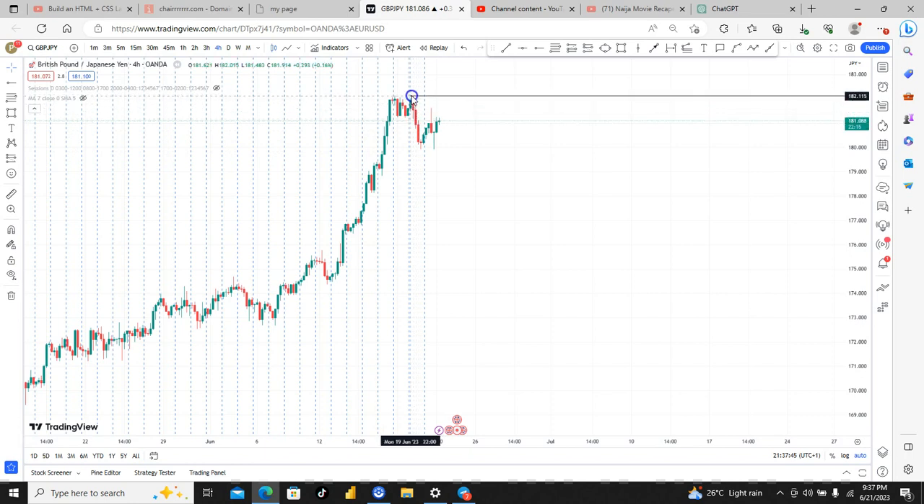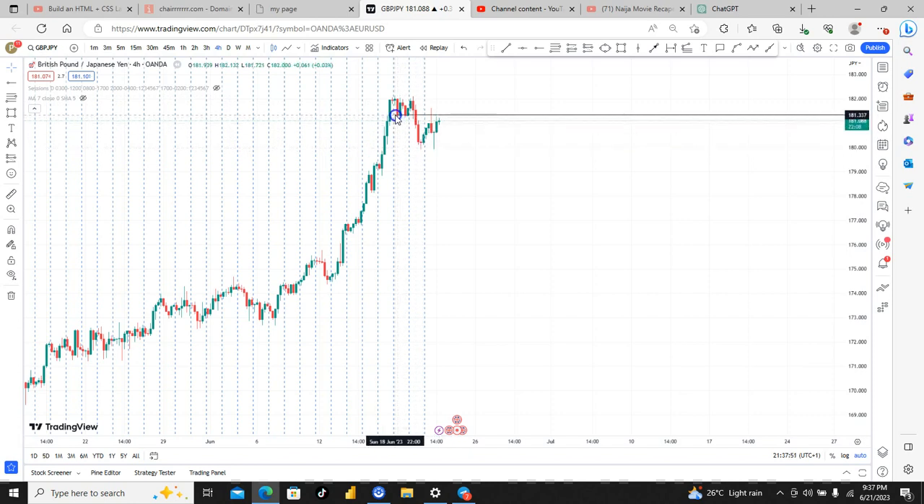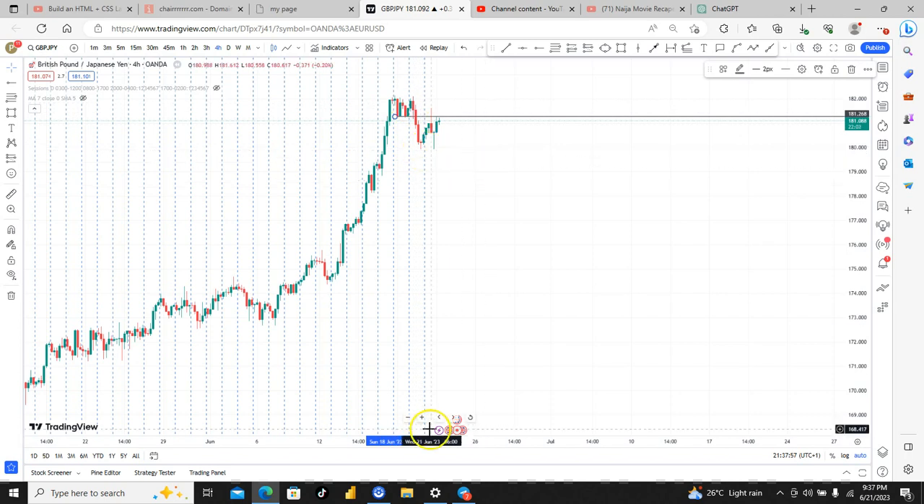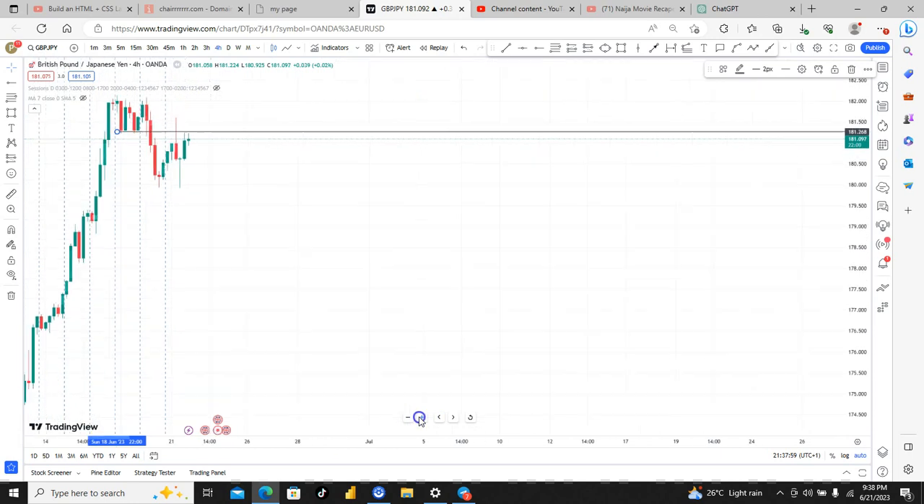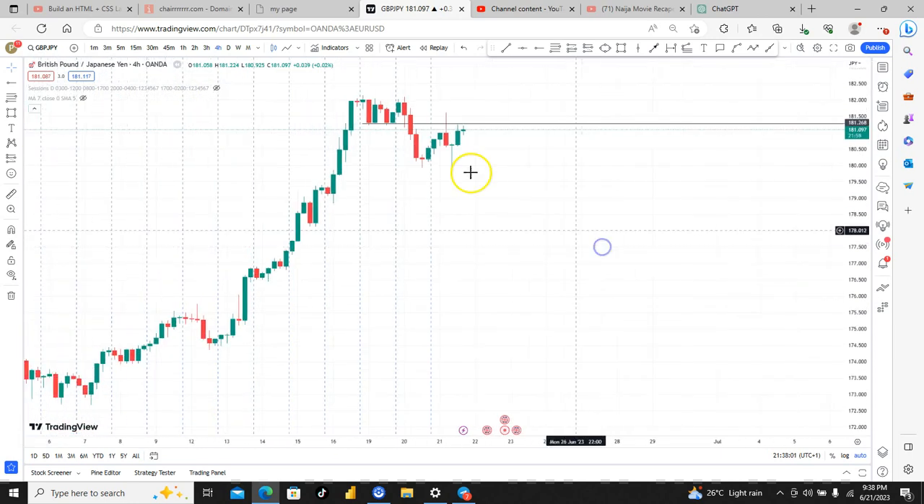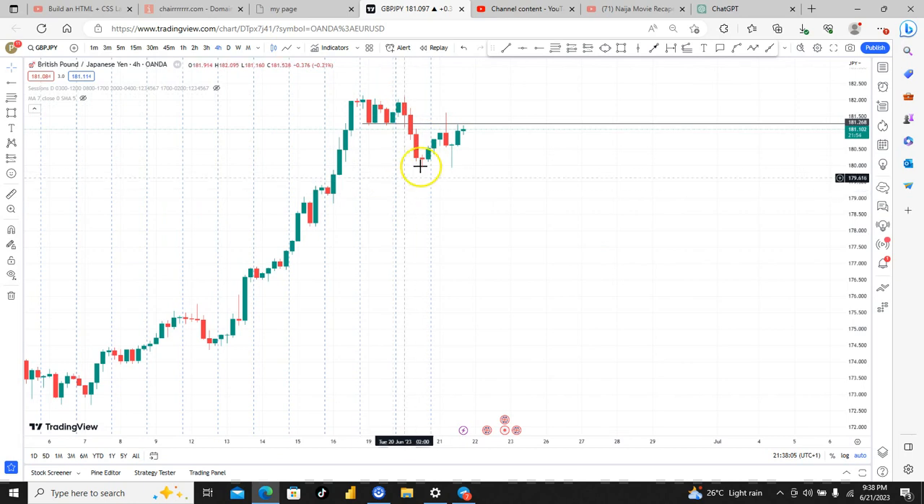So when I woke up this morning, I saw this three impulsive move to the downside. I knew something was up. This was my break of structure. So knowing fully well that the break of structure, I need to capitalize on the downward movement. So I had to wait.